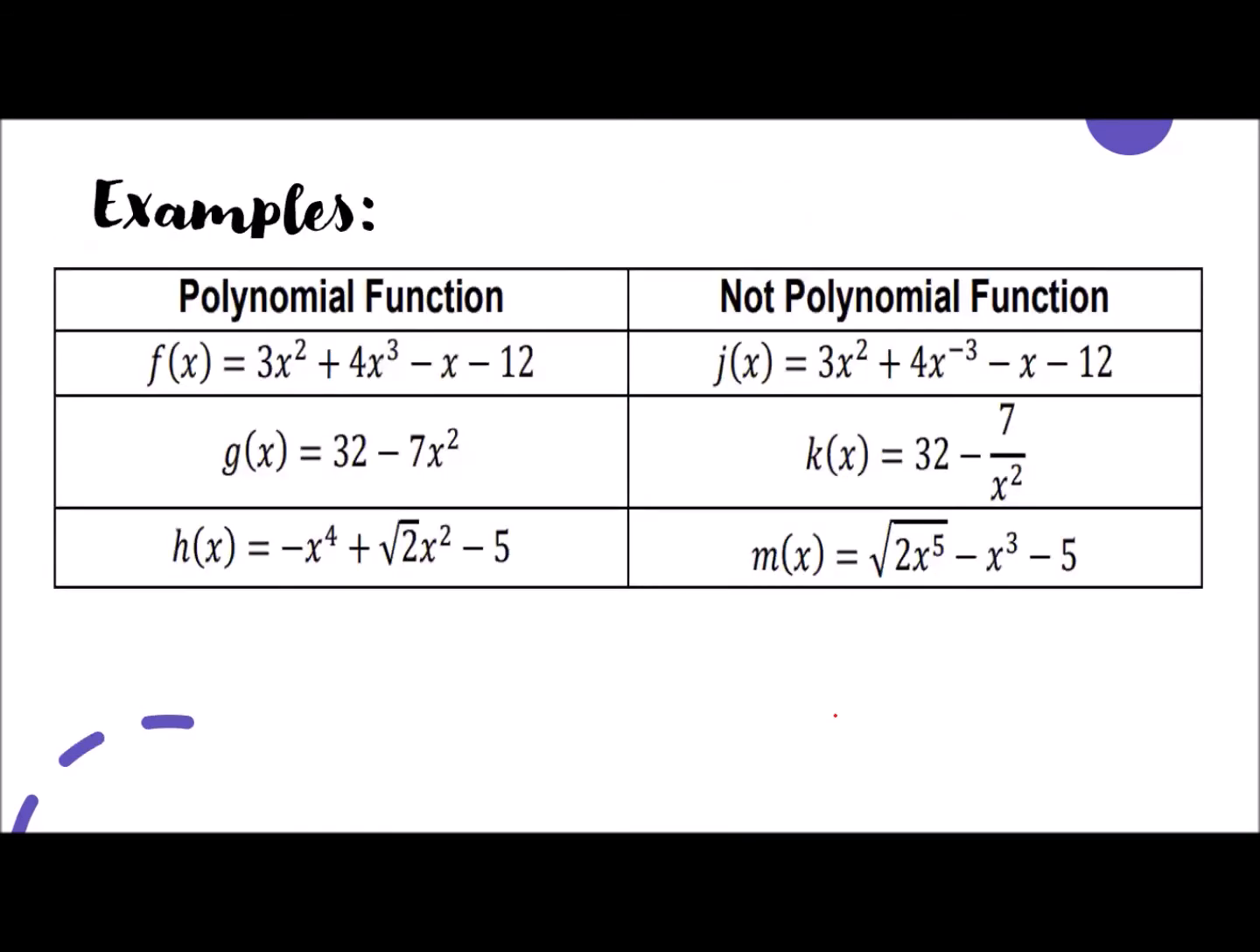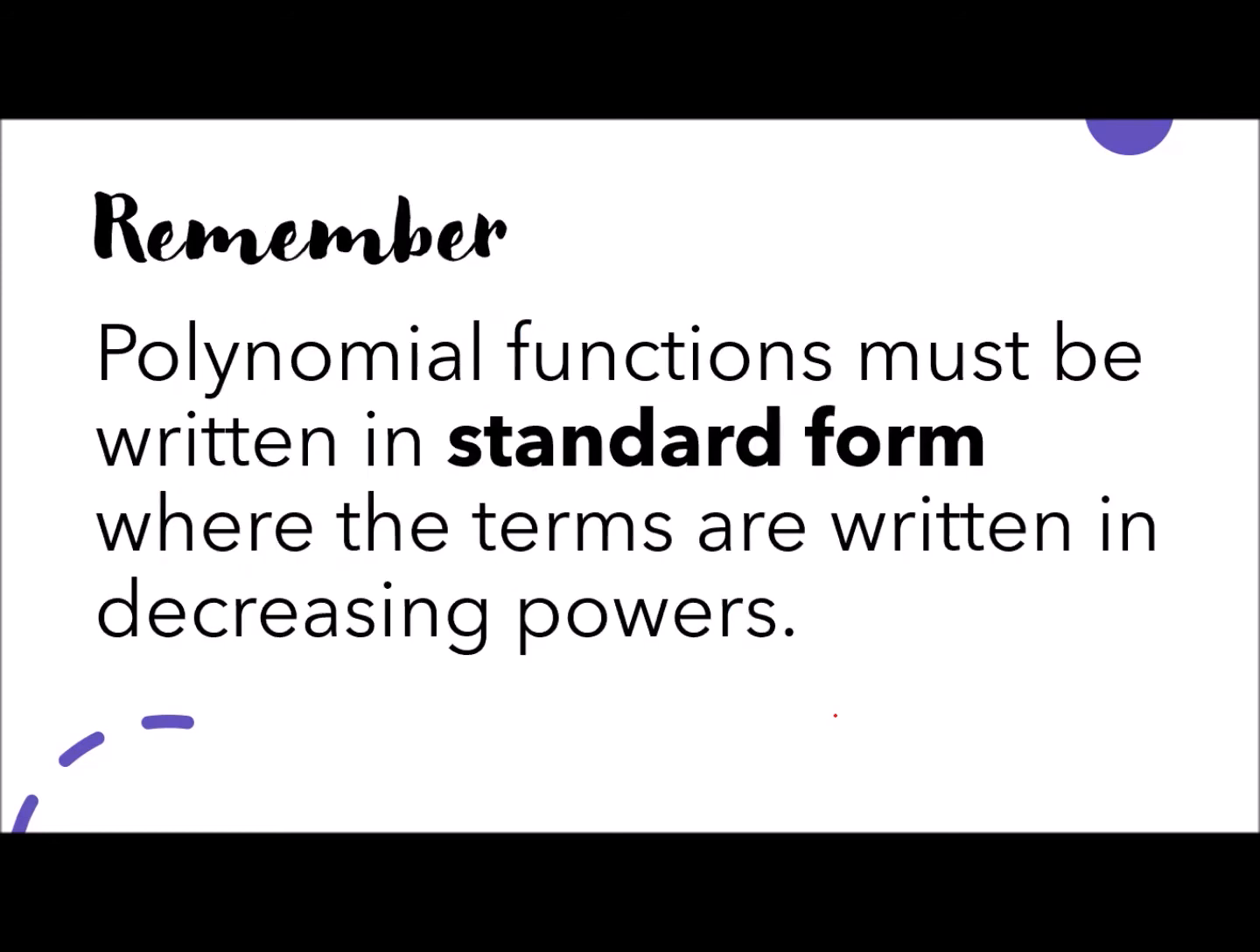Okay? So these are the examples of polynomial functions and not polynomial functions like what I've explained to you a while ago. With that, let us also remember that polynomial functions could be written in a standard form, must be written in a standard form. What do you mean by standard form? It should be written in decreasing powers. It only means from highest exponent to the least.